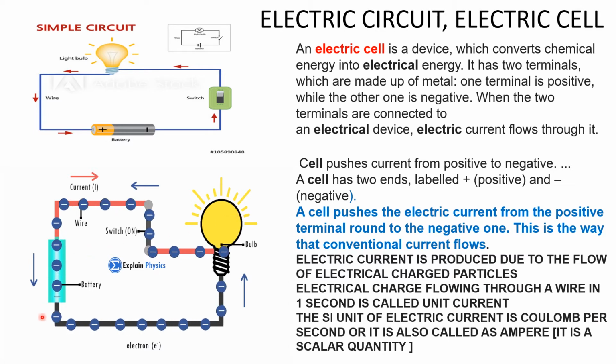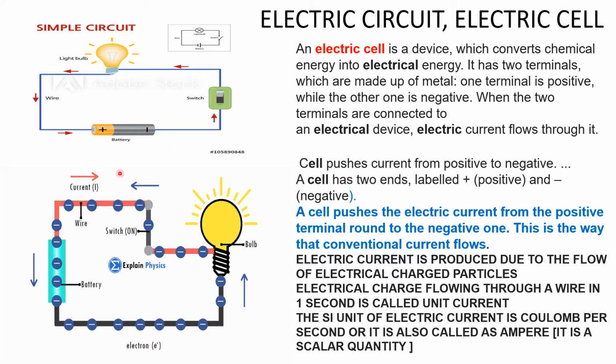It has two terminals which are made up of metal. One is positive while the other is negative. When these two terminals are connected to an electrical device, an electric current flows through it. The cell pushes the current from the positive terminal towards the negative terminal. As we have seen, water always flows from a level at a higher height to a level at a lower height. Same is the case of movement of current.